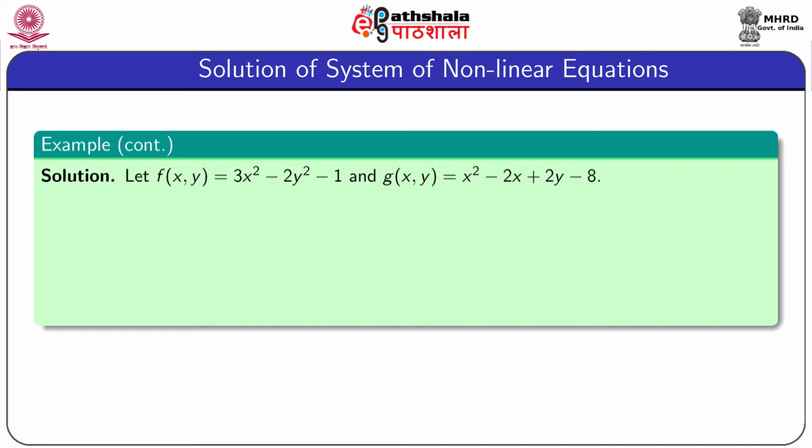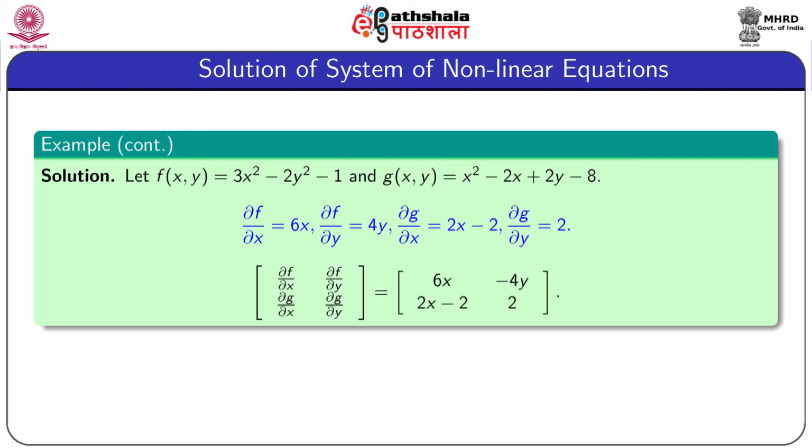Here f(x,y) = 3x² − 2y² − 1 and g(x,y) = x² − 2x + 2y − 8. Therefore, ∂f/∂x = 6x, it is obvious. ∂f/∂y = −4y, obtained from the first function. ∂g/∂x = 2x − 2 and ∂g/∂y = 2. Therefore, the coefficient matrix is a 2 by 2 matrix whose first row is 6x, −4y and second row is 2x − 2, 2.